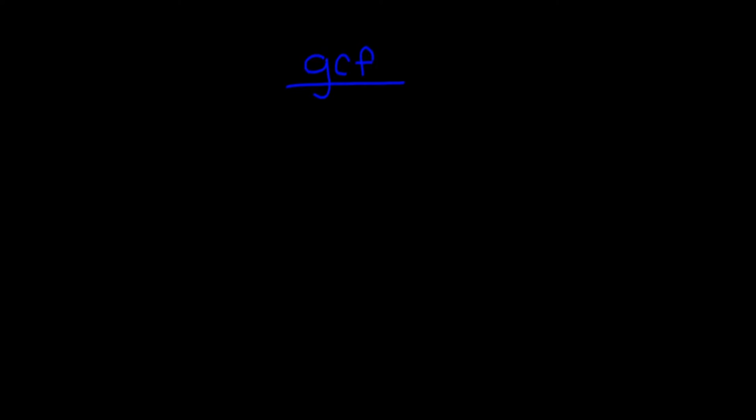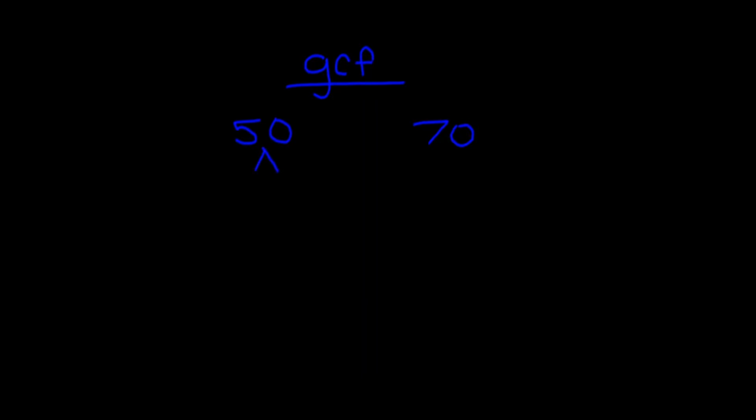So let's just say 50. Let me rewrite that. So 50 and also 70. So what we first want to do is find the prime factorization of both these numbers, and we are going to do that by factor trees. So start with 50.